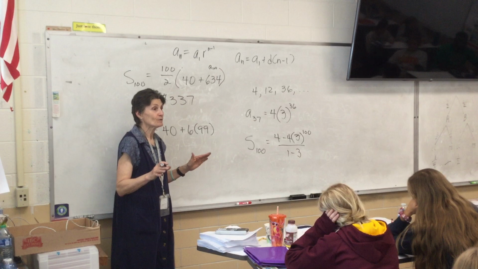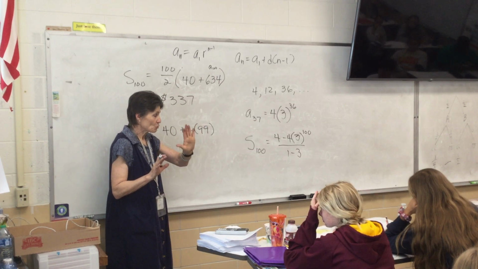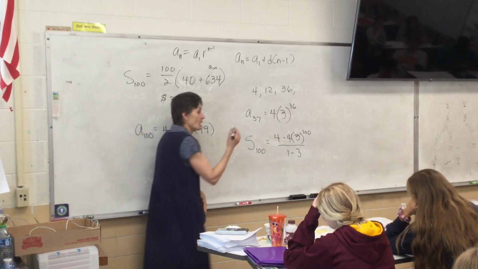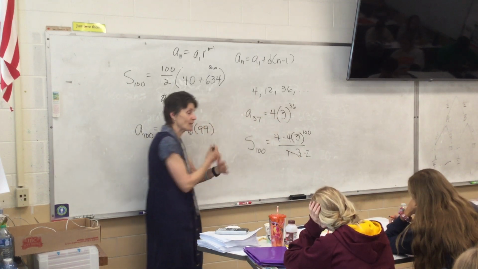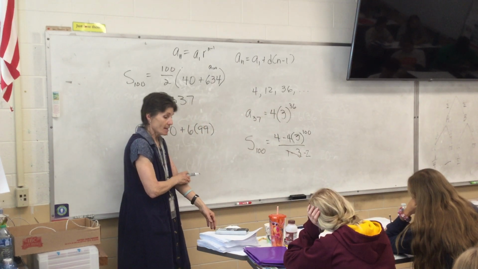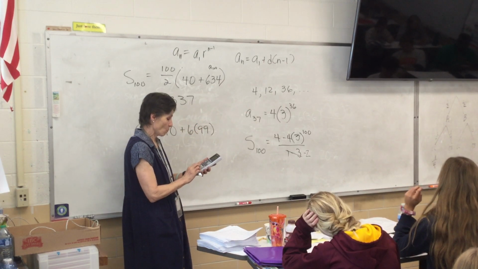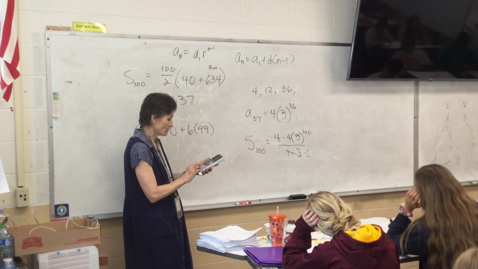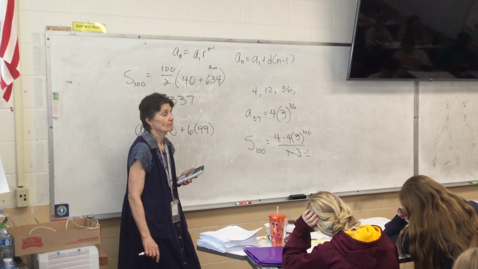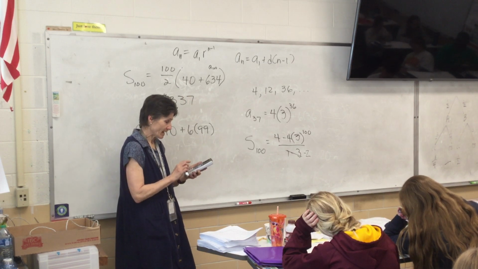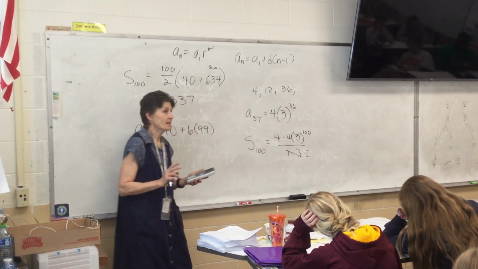Now, I think you know this is going to be crazy huge, but I want to make sure you understand how to type it in on your calculator. I would suggest that you go ahead and make that a -2 to start. Just do that subtraction, 1 minus 3. And then when you type it in, 4 minus 4 times 3 to the 100, it equals. And then divided by -2. Did you get 1.03 times 10 to the 48?